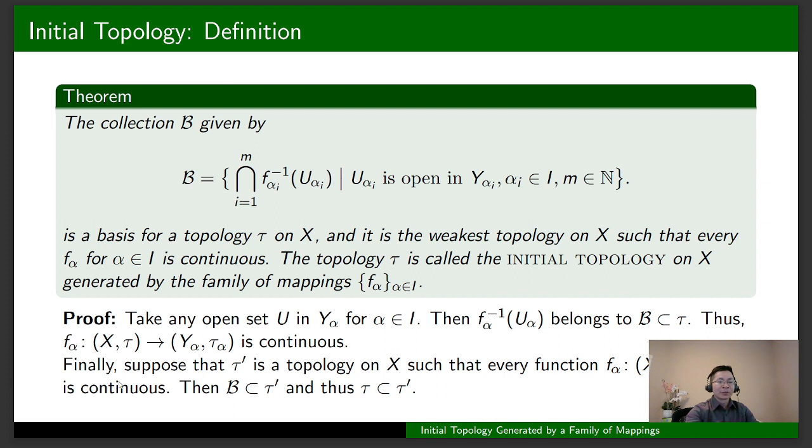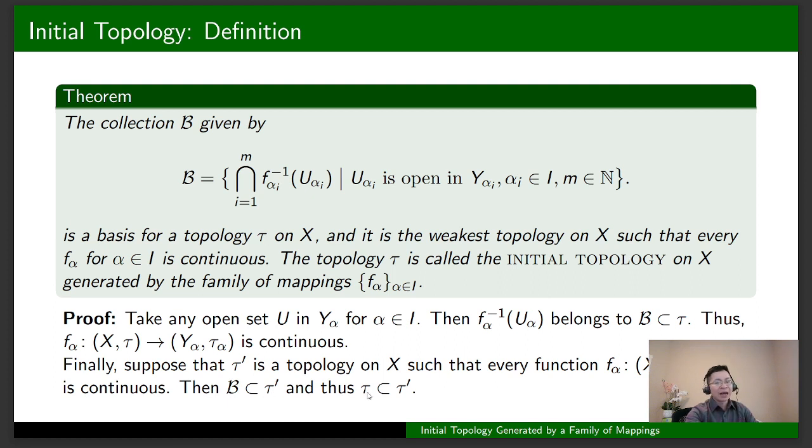Finally, suppose that tau prime is a topology on X such that every function f alpha from X with tau prime to Y alpha is continuous. Then, because this function is continuous, every inverse image here belongs to tau prime. And therefore, this intersection belongs to tau prime. So every element of B belongs to tau prime. So B is a subcollection of tau prime.